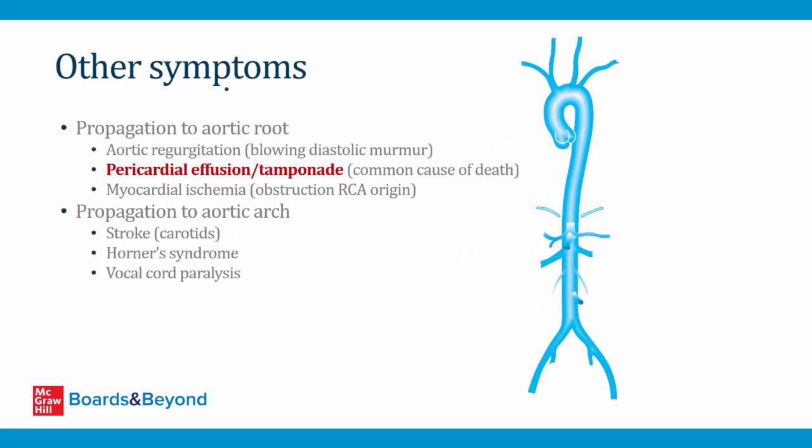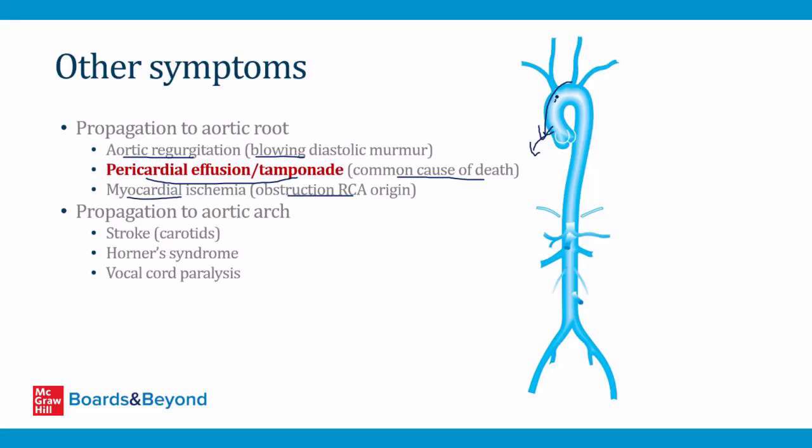Other symptoms depend on where the dissection propagates to. So if it propagates to the aortic root, which means in this direction down towards the aortic valve, that's when patients can develop aortic regurgitation, which would be a blowing diastolic murmur on exam. This is where patients can develop pericardial effusions and tamponade. And remember, this is how people usually die from an aortic dissection. Also, the right coronary artery comes off right here and supplies the heart with blood. So patients can develop myocardial ischemia if the dissection obstructs the RCA origin.